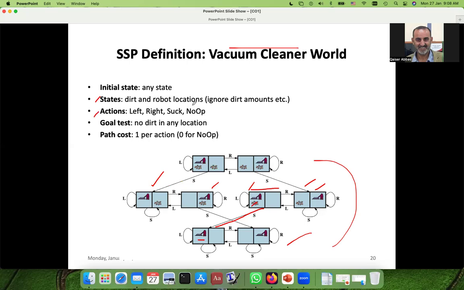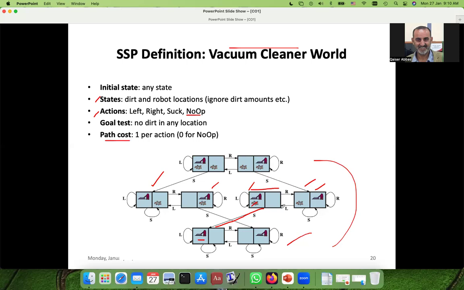Dirt and robot locations: the total number of dirt locations and the total number of robot or agent locations. And what are the actions? You can see left, right, sucking, or no operation, but no op is not here. You are considering only left, right, suck. What is left? Path cost.